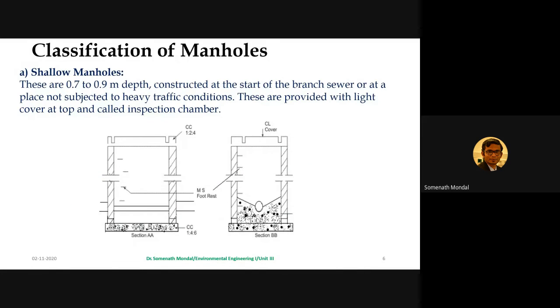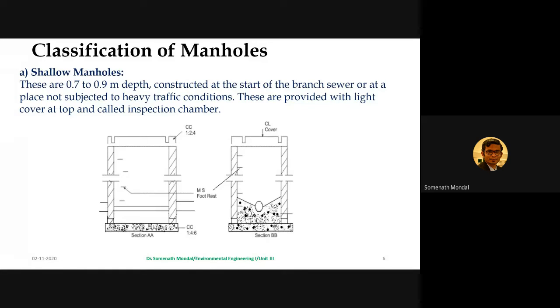So there are different types of manholes. So let us discuss. See, manholes are the most important, as I mentioned before, so we'll be discussing them in detail. A shallow manhole is basically, from the name itself, depending upon the situations and the distance from the ground surface, we can classify them in three different classes. The first one is shallow manholes. In this case, the manhole is about 0.7 to 0.9 meter in depth and is constructed at the start of a branch sewer or at places which are not subjected to heavy traffic.